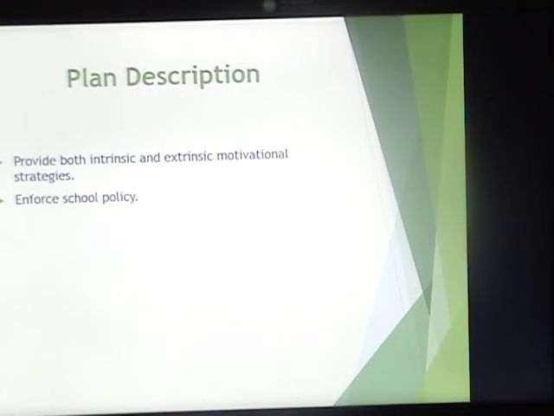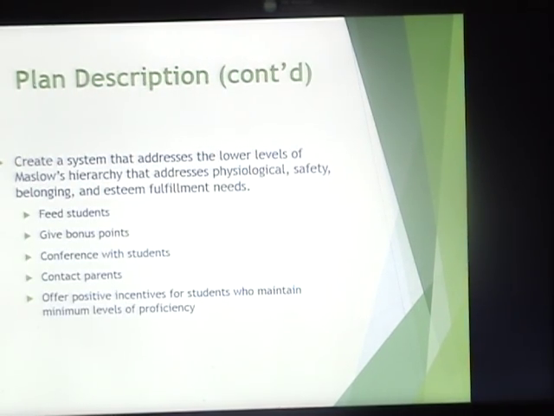So with our plan, we're providing both intrinsic and extrinsic motivational strategies, and obviously enforcing school policies. Continue with the plan description. We're looking to create a system that addresses the lower levels of Maslow's hierarchy: the physiological, safety, belonging, esteem, and fulfillment needs. And then I give a list of how we have been incorporating and plan to continue to incorporate this initiative.